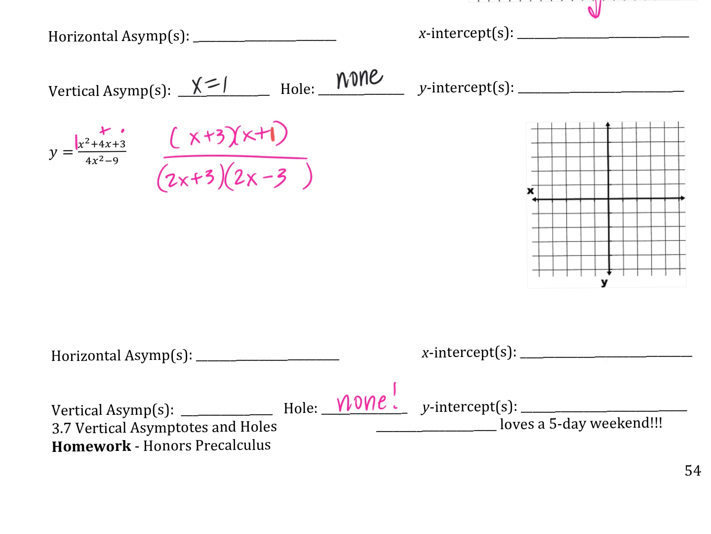Could you pull the 2 out of both of those? Oh, you almost had me. I thought we could, but could I pull a 2 out of this? Because the 2 doesn't go into the 3, we can't. That's a good call, Gabe.